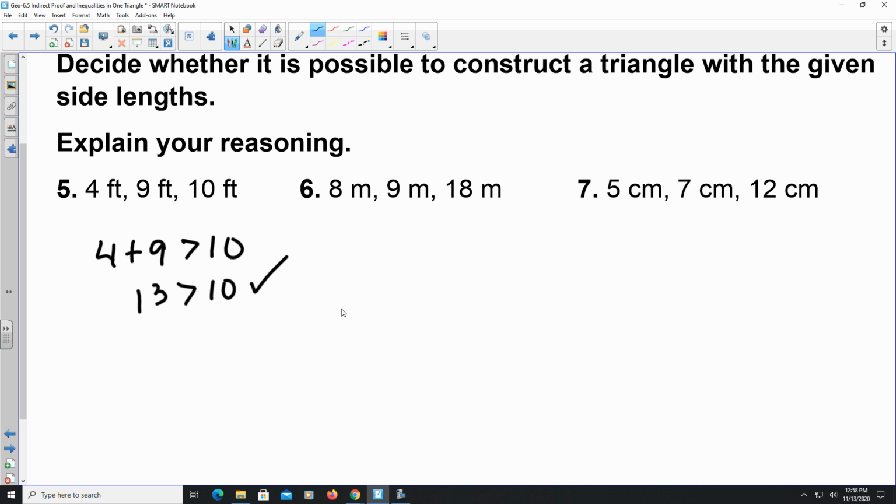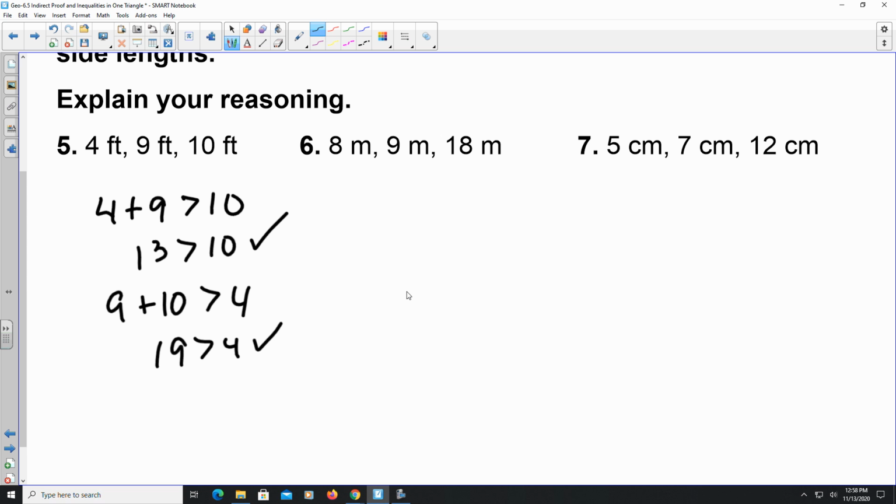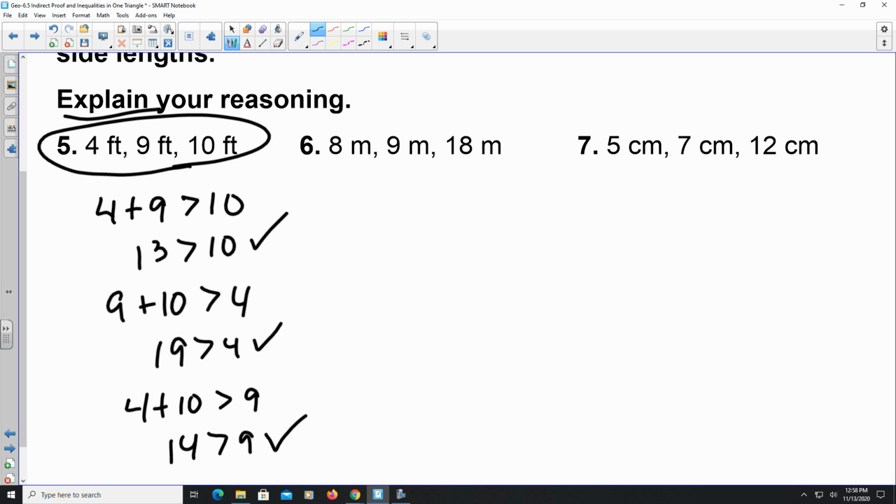Now I'm going to look at the next set. So I'll go to 9 plus 10. I need to see if that's greater than 4. 9 plus 10 is 19. 19 is greater than 4. It checks out. Finally, the third set, I am going to look at 4 plus 10. I want to see if that's greater than 9. I get 14. Is that greater than 9? Checks out. Since I showed it in all three scenarios, that could be my explanation. And I can say that 4, 9, and 10 would in fact make a triangle.